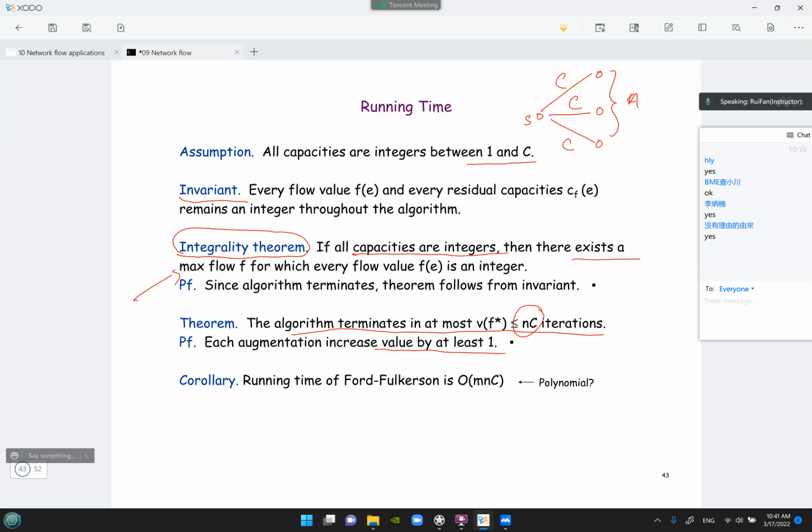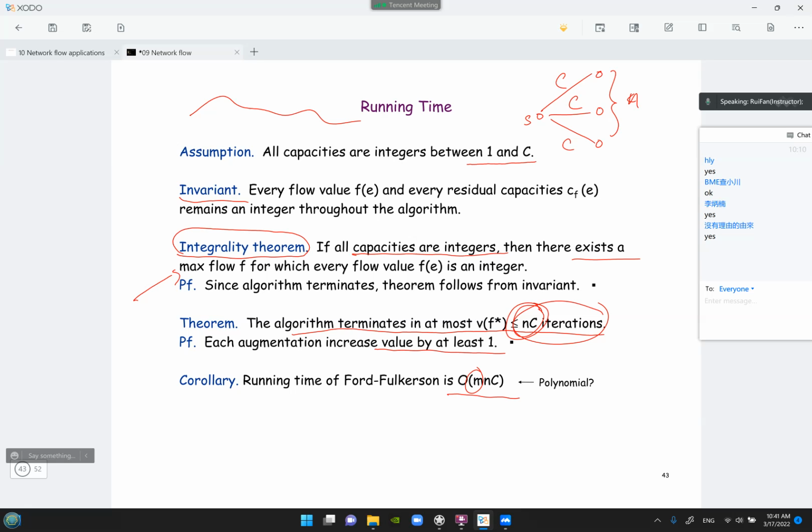And so this tells you that the running time of the Ford-Fulkerson algorithm is at most m times n times c. Because each of these iterations might take you order m time to run, because you need to go through this entire graph and find an augmenting path, which involves something like BFS or DFS. That's going to take you order m time per iteration, and you have n times c iterations. So therefore the running time of Ford-Fulkerson is this value.